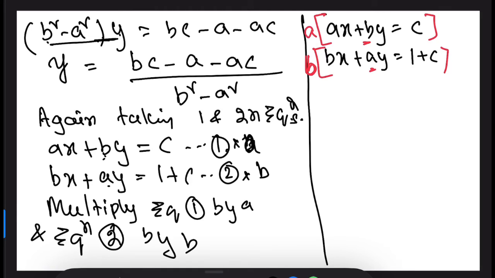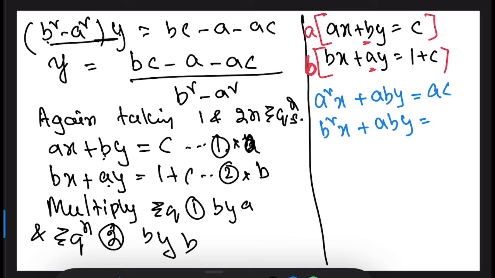नाउ क्या आएगा हमारा, a square x plus aby equals ac. Here b square x plus aby equals b plus bc. This is our third equation. This is our fourth equation.